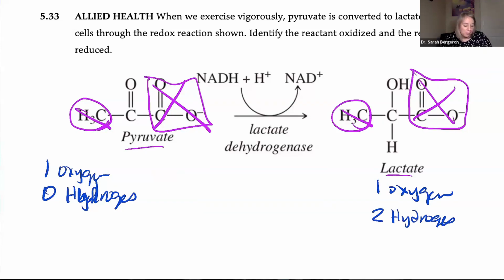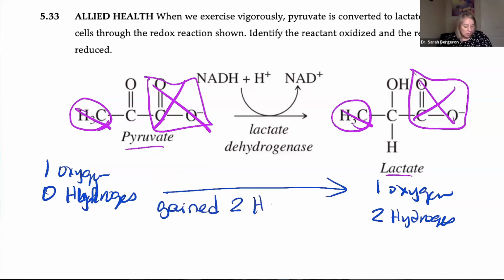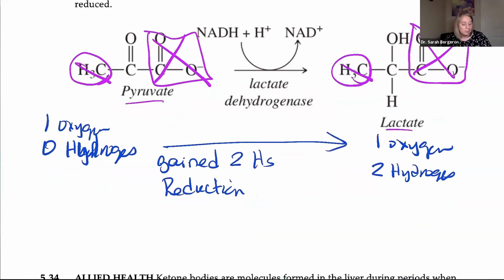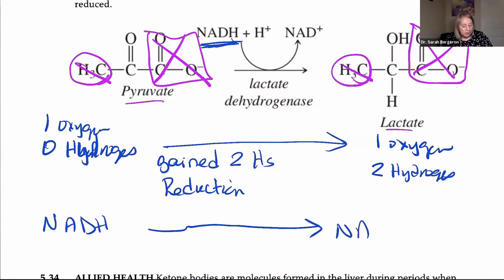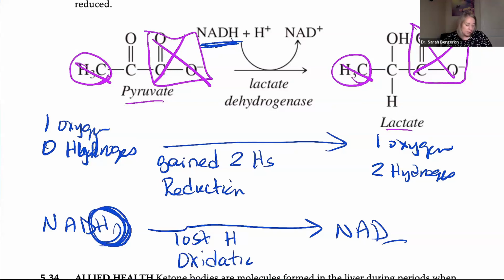So what happened when we went from here to here? Well, our oxygens are the same, but our hydrogens, we gained 2 hydrogens. So what is a gain of hydrogens? A gain of hydrogens is a reduction. Okay. Now our other molecule over here we have to worry about. We have NADH going to NAD. Well, what happened? We had a hydrogen and it's not here anymore. So we lost a hydrogen. A loss of hydrogen is oxidation. Okay. And that's it.